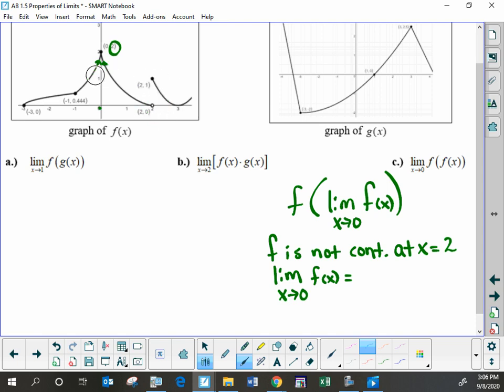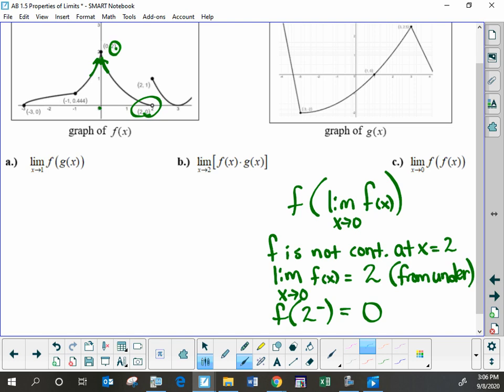Well, it came into 2 from underneath, right? So it's coming into 2 from under, a little less than 2. So now when I go and evaluate f of 2 from the underside, then I get an answer of 0. Do you see how I did that?